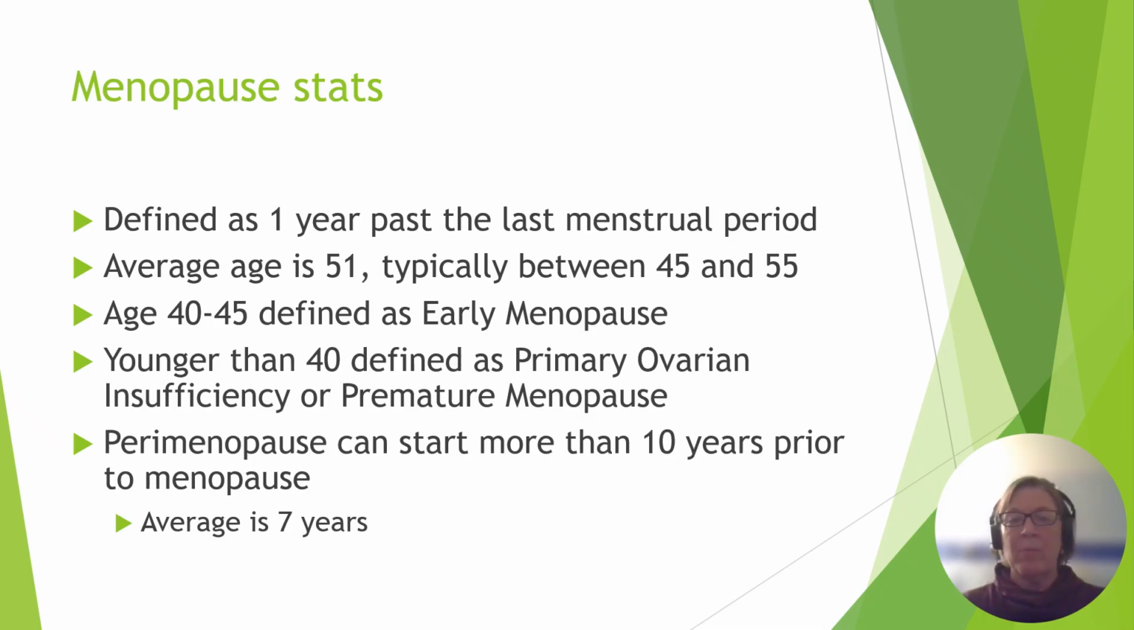But perimenopause and menopausal symptoms can start more than 10 years before actual menopause. The average perimenopause starts 7 years before the last period. So if you have a woman going through menopause at age 45 and she presents to you at age 37 having symptoms, we can't just say this isn't menopause because you're not old enough. That would actually be a fairly typical age for symptoms to start.